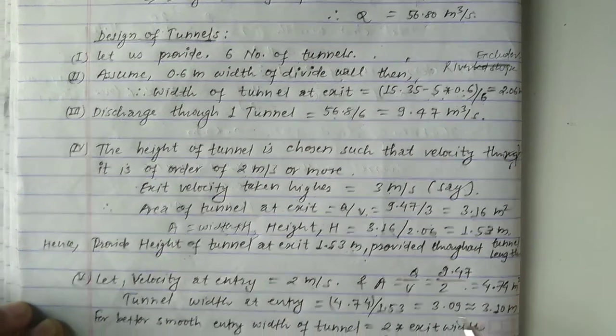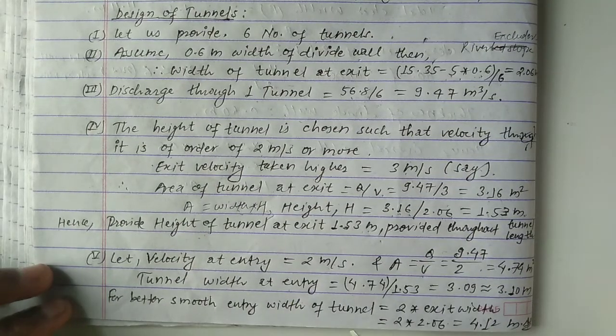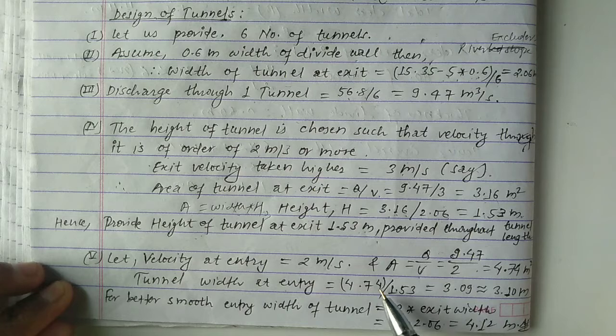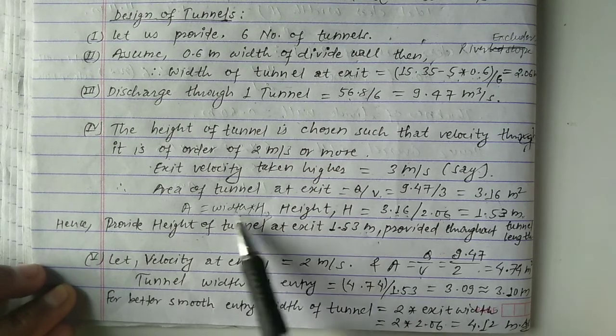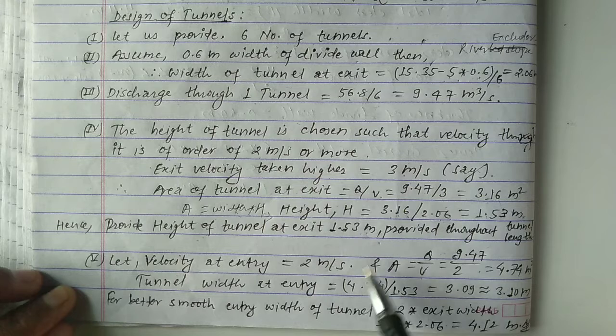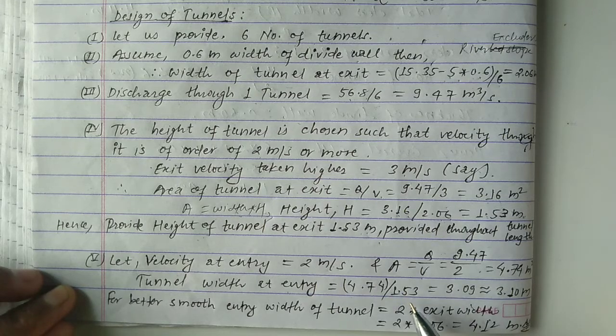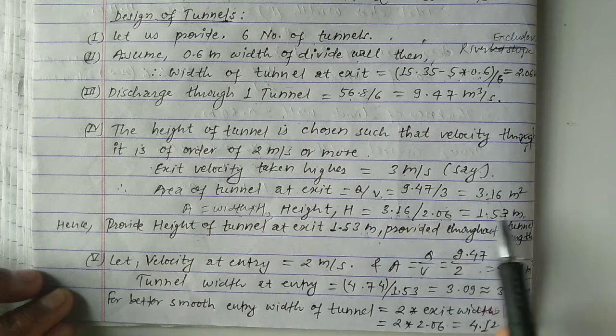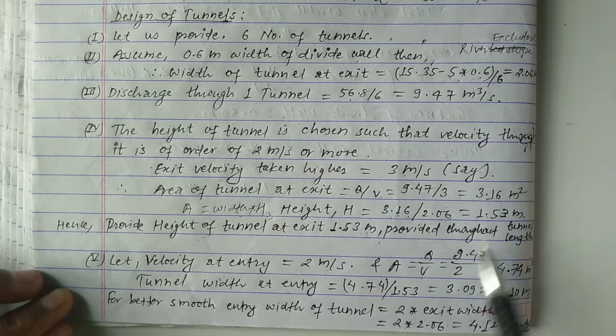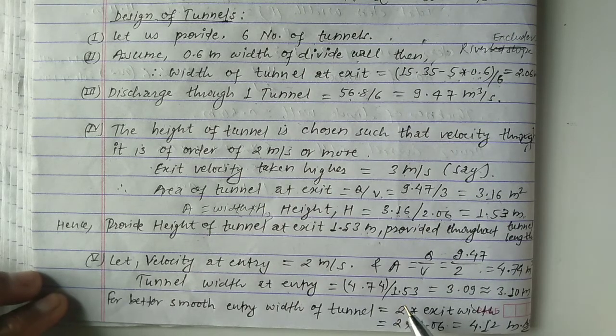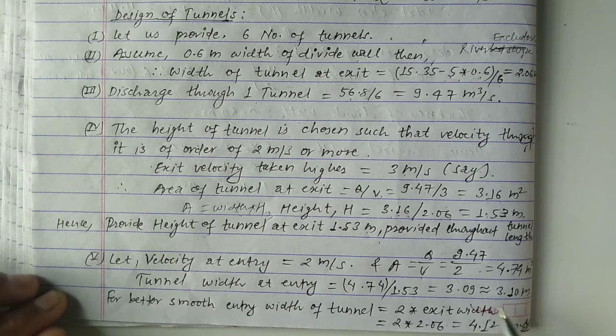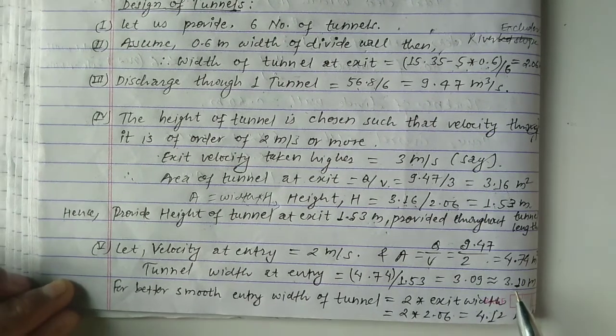square. And tunnel width at infinity equals area divided by height. We divide 4.74 by 1.53, which is the height we calculated earlier, h equal to 1.53. Then this value becomes 3.09, and this is nearly equal to 3.10 meter.